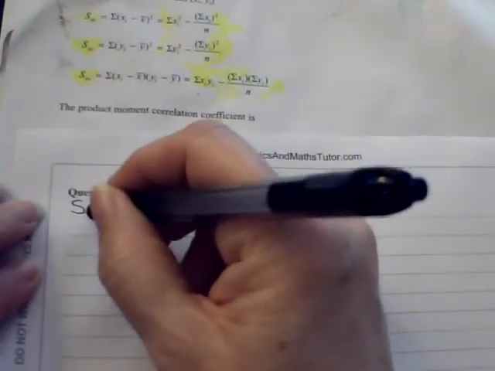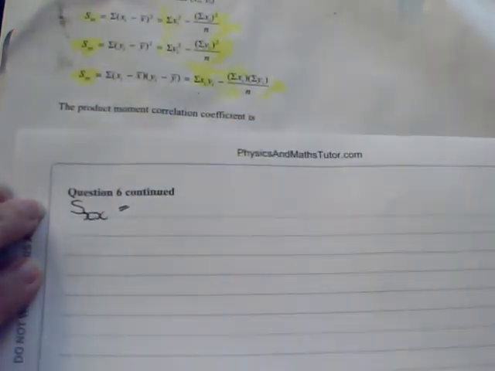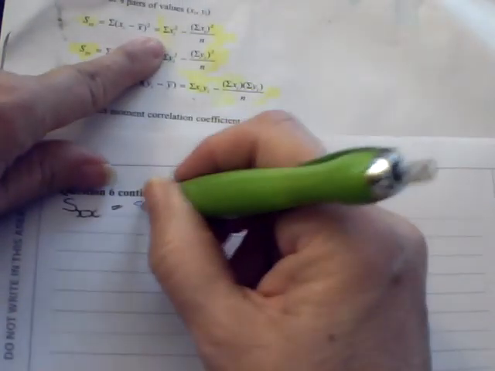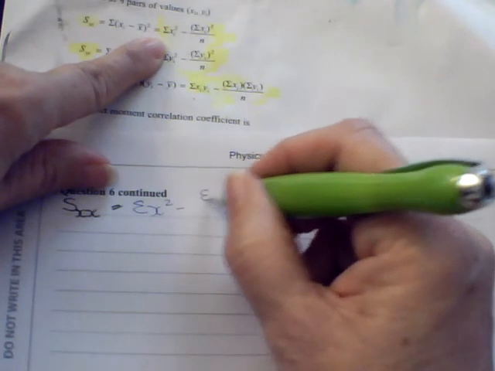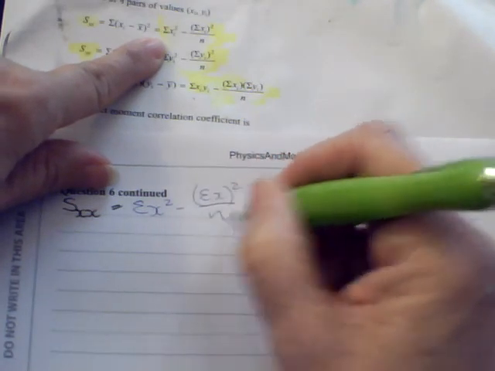So S of XX is, use this: the sum of x squared minus the sum of x, squared, divided by n. Right, let's get going with that.